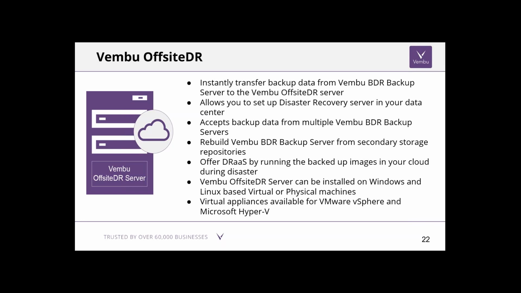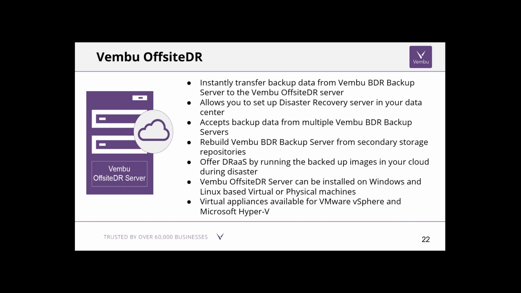The Vembu OffsiteDR server accepts backup data from multiple Vembu BDR backup servers. There are no limits. All you need to do is make sure you have enough resources dedicated to the Vembu OffsiteDR server. So you can rebuild the Vembu BDR backup server from the secondary storage repositories, and you can offer DR as a service and backup as a service by using this OffsiteDR server.